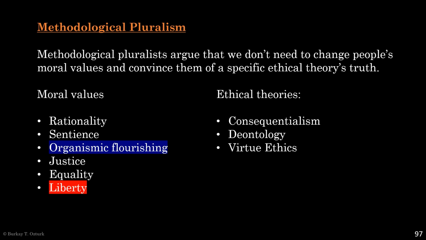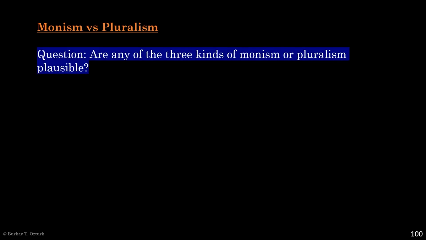Similarly, there might be disagreement about theories. The true theory might be consequentialism, whereas almost everyone is following an ancient form of virtue ethics and asking themselves, what would Jesus do? The methodological pluralist claims that we don't need to steer these people away from liberty and Jesus to align their behavior with a consequentialist ethics based on organismic flourishing. We just need to be a bit sneaky and manipulative to them. It's again fair to ask whether any one of these three kinds of monism or pluralism is plausible.